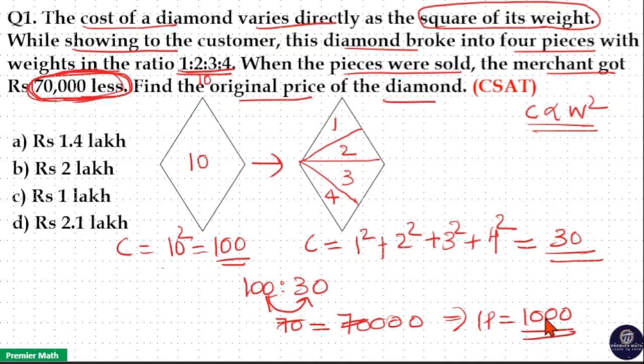If one part is 1000 units, our question is what is the original price? Original price of the diamond. Original price of the diamond is 100 units. 100 units means 100 into 1000, that is 1 lakh, which means 1 lakh is the price of the diamond. Option C is your answer.